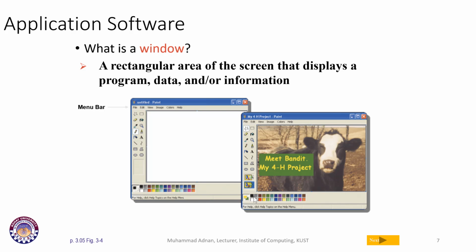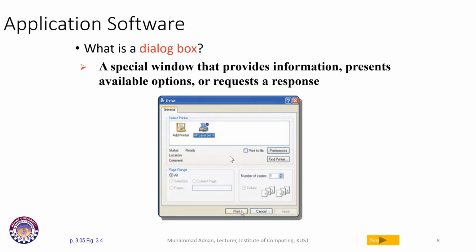There is normally a term window. So what is a window? A window is a rectangular area of the screen that displays a program, data, or information. For example, this is a window. On top you can see a menu bar, a title bar, and then here you can draw something, and this is mainly called a window. There can be many windows on your computer screen, so it's up to you.